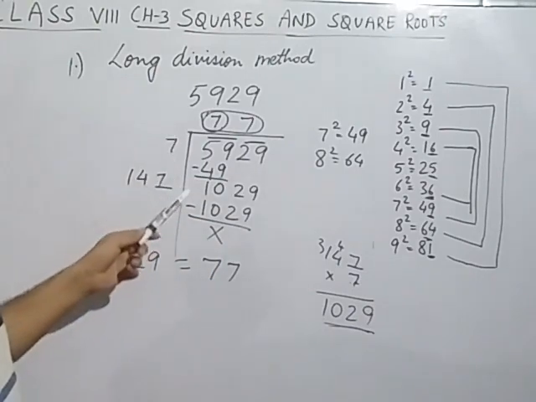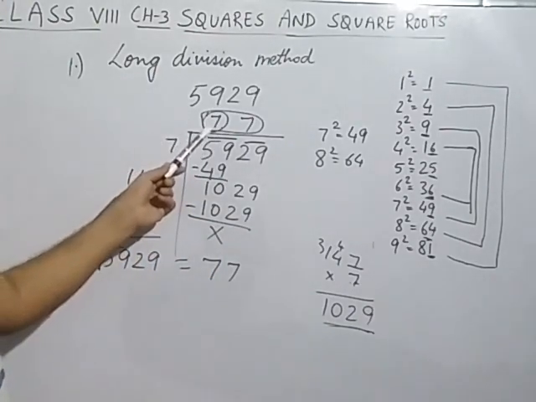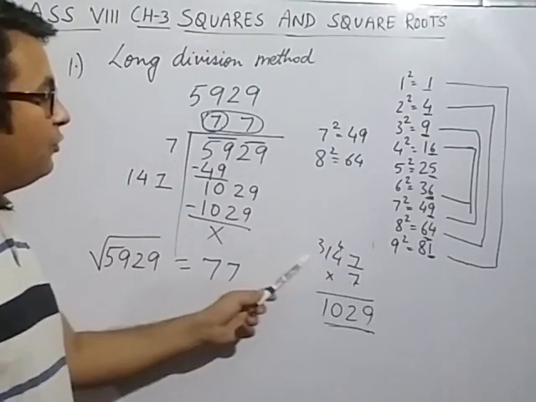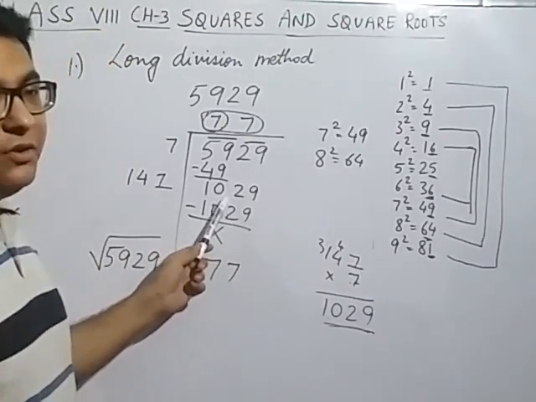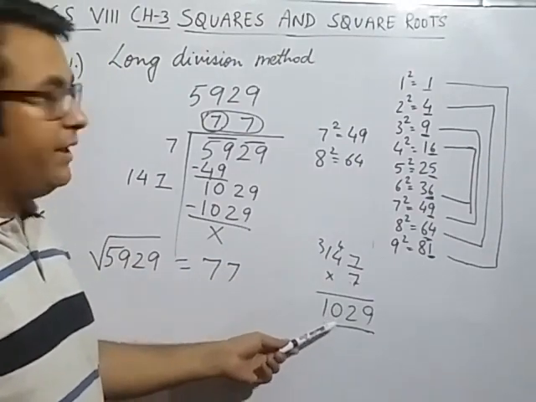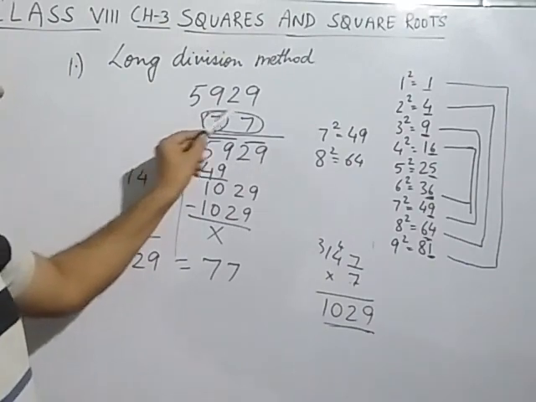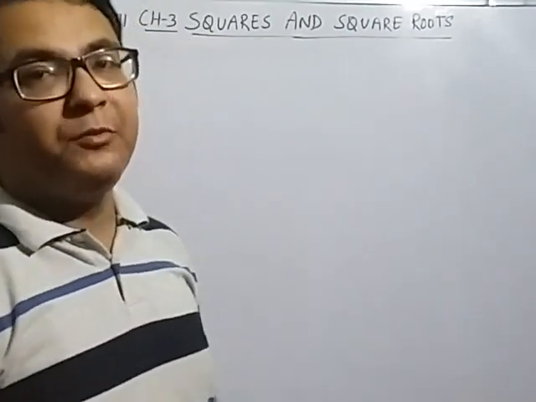Now next step, whatever quotient we have got, we will double it. Quotient was 7, now doubling it I got 14. Now I need to think which number to take with 14 so that the product is 1029. So 147 sevens is 1029. That is why I have taken 147 sevens. So whatever the final quotient is, that will be the answer. Now let us take a few questions from your exercise.